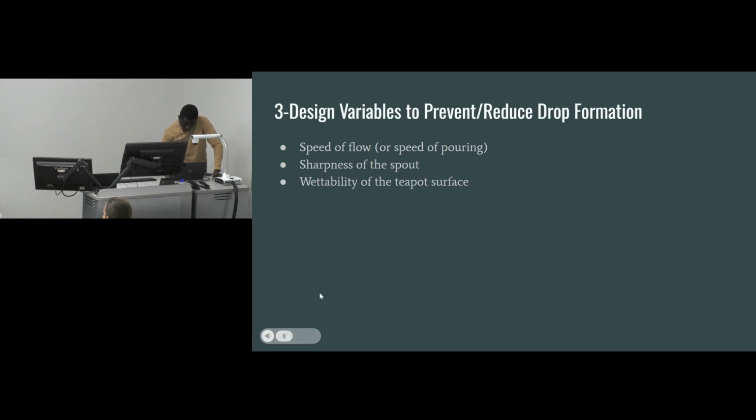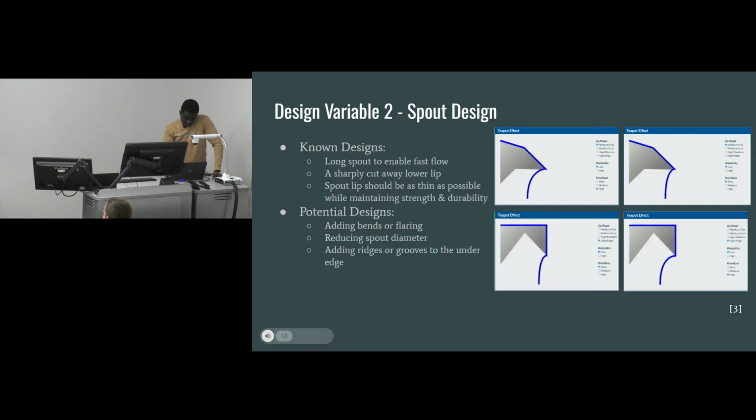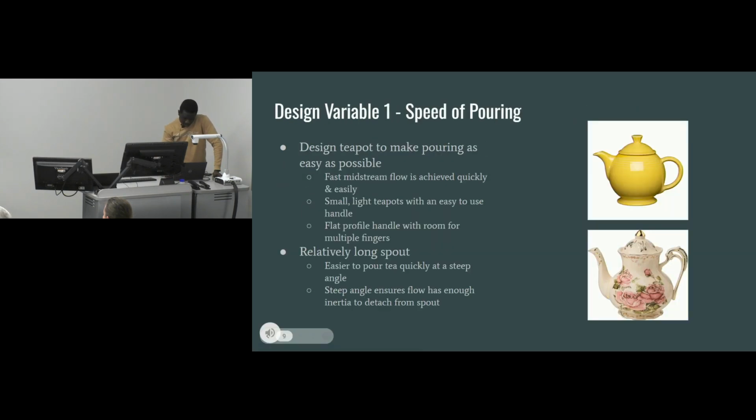Based on the findings in the previous slide, there are three design variables to prevent or reduce drop formation: the speed of flow or the speed of pouring, the sharpness of the spout, and the wettability of the teapot surface. For design variable 1, speed of pouring, the potter can design and make a teapot in such a way as to make pouring as easy as possible, so that the fast midstream flow is quickly and easily achieved.